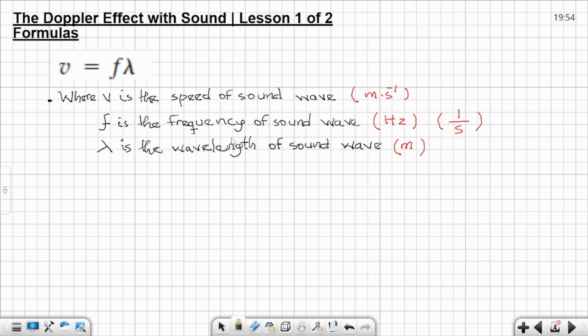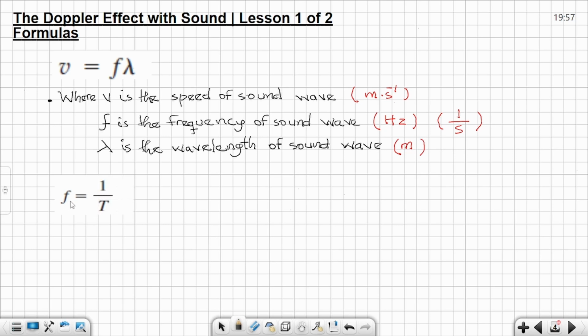F is the frequency of sound waves expressed in hertz. So these are the units for frequency. The hertz are also equal to 1 over second, or you can say per second. But these units, the hertz, are the ones used most of the time. And this is lambda, which is the 11th letter of the Greek alphabet. We use this to represent the wavelength of sound waves. The unit for the wavelength is the meters.